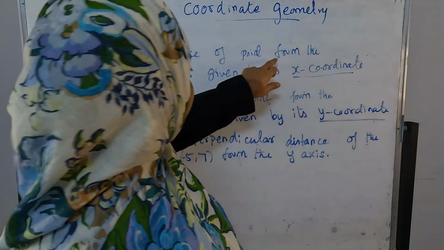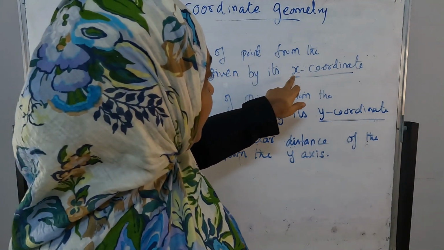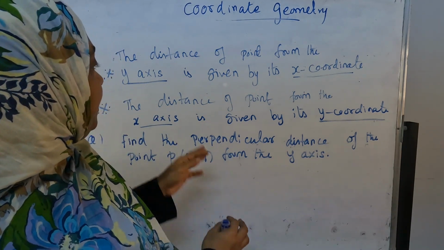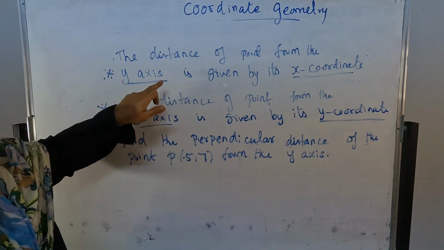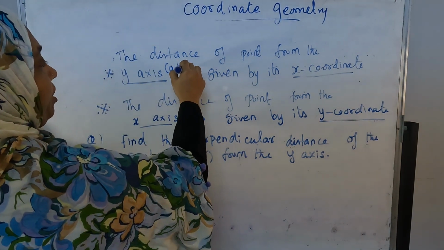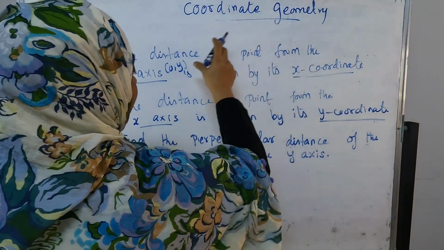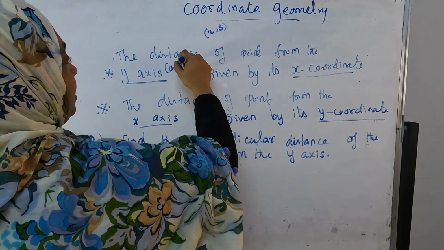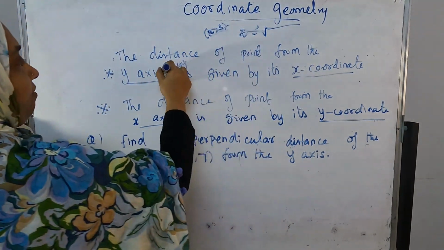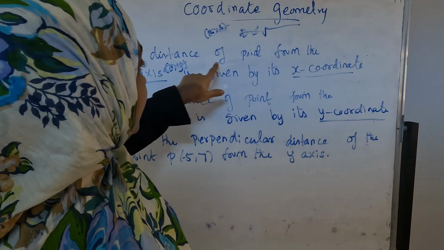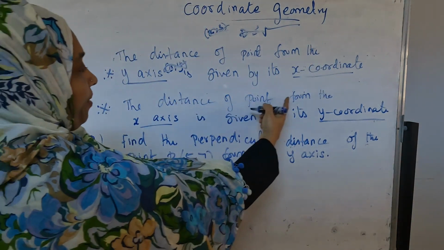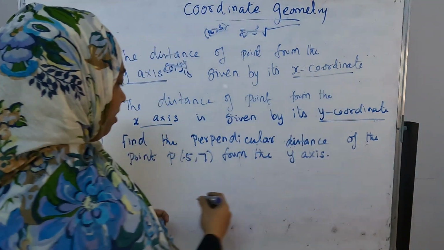The distance of a point from the y-axis is given by its x-coordinate. If they have given some points to us and they are asking the distance from the y-axis, don't calculate this as 0, y. You don't keep that, take only the x-coordinate. Suppose the point is 3, 2: this 2 you don't take, and don't use the distance formula. No need of these things. Directly, the distance of a point from the y-axis is given by its x-coordinate and the distance of a point from the x-axis is given by its y-coordinate.